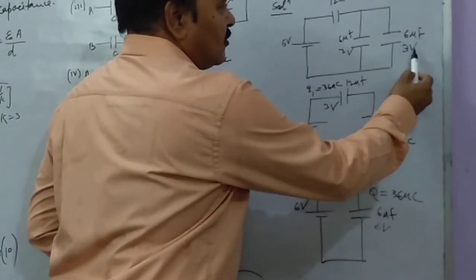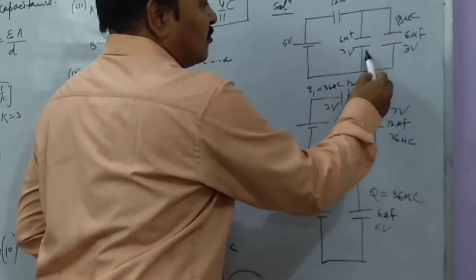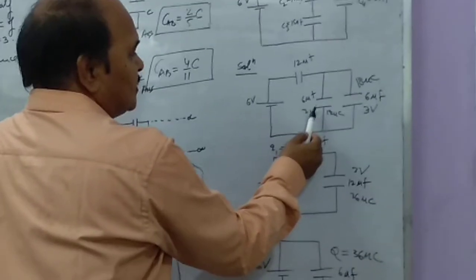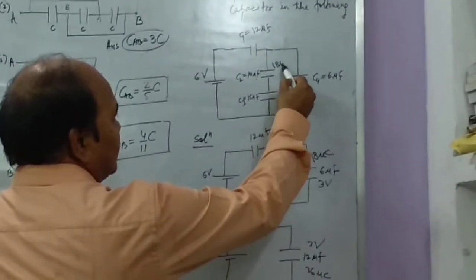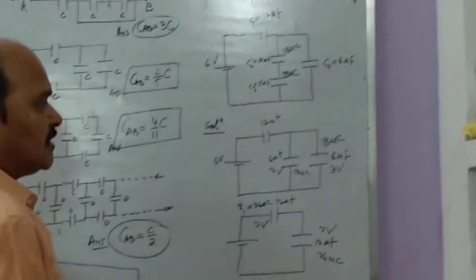Now voltage here is 3 volt. The charge here is going to be 18 microcoulomb, by CV. And charge here is also going to be 18 microcoulomb. This is series equivalent to these two. Therefore charge here is going to be 18 microcoulomb. Charge here is also going to be 18 microcoulomb. Why? Because in series the charges are the same.